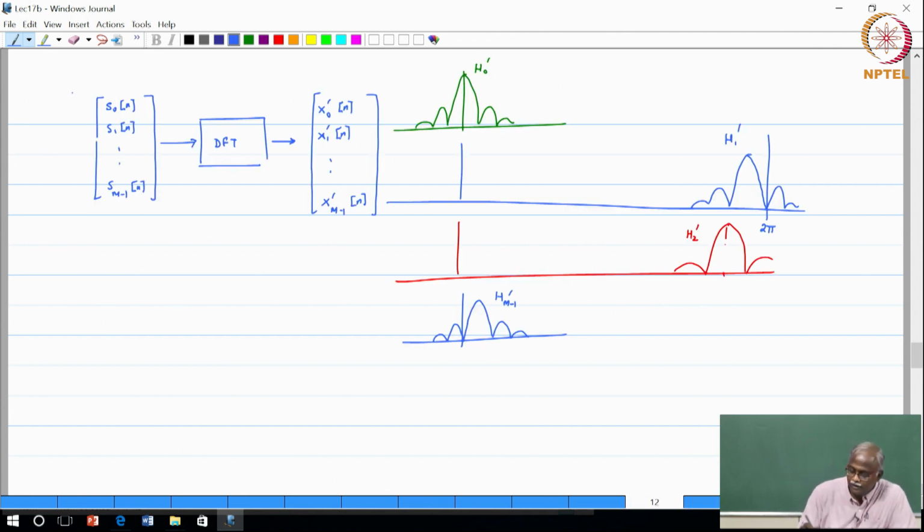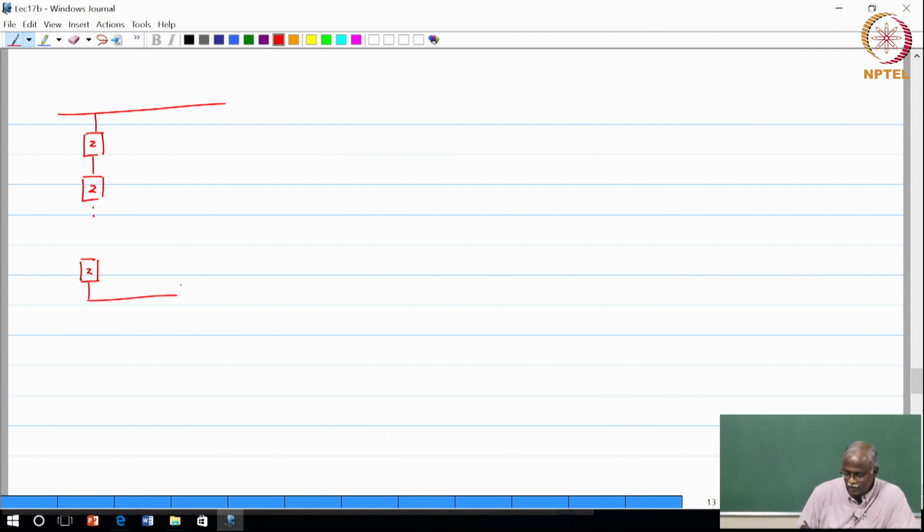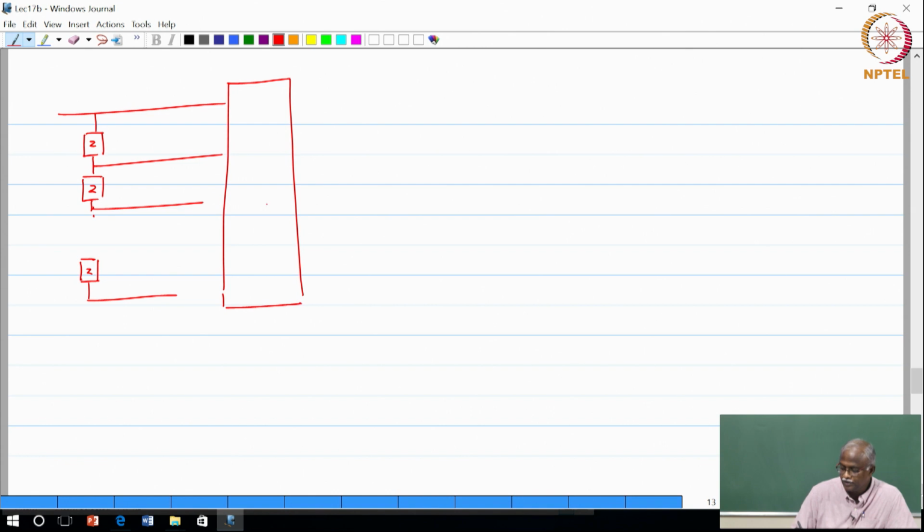Last step, a very important step, but this is not what we do in the DFT. If this is x of n, this is x of n minus 1, all the way to x of n minus m minus 1. But that is not what we do in the DFT. Actually, what happens in the DFT is the following structure: z is not a delay chain, but an advance operator, and each of these branches comes in, and then we take the DFT of this vector. Am I correct?